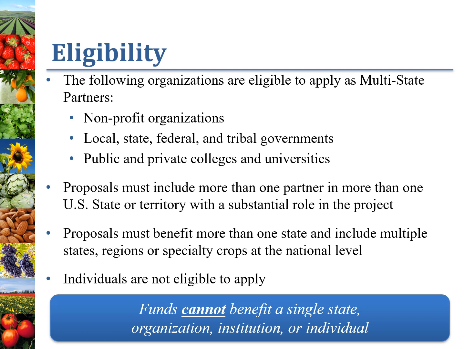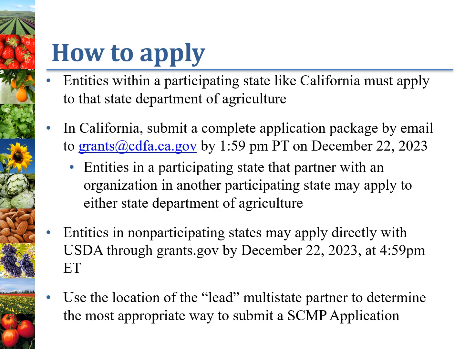I do want to note a for-profit organization cannot be the primary applicant on a multi-state proposal. They can, however, be a contractor or a partner. The multi-state partners must include at least 2 organizations from 2 different states with a substantial role in the project. Proposals must have a benefit that extends to multiple states, so projects for crops grown exclusively or primarily in only one state may have difficulty meeting this standard.